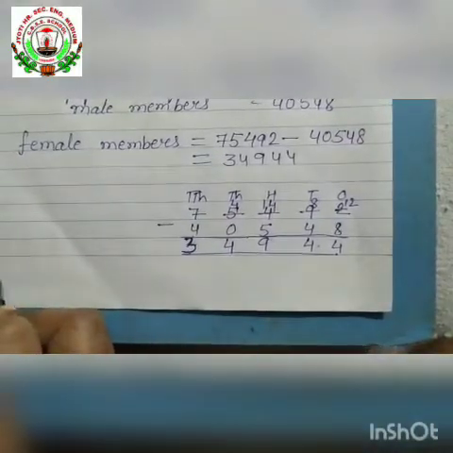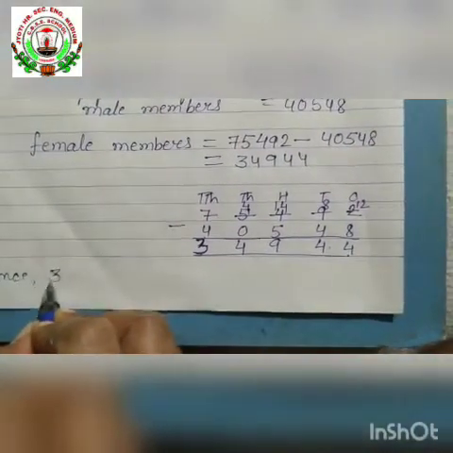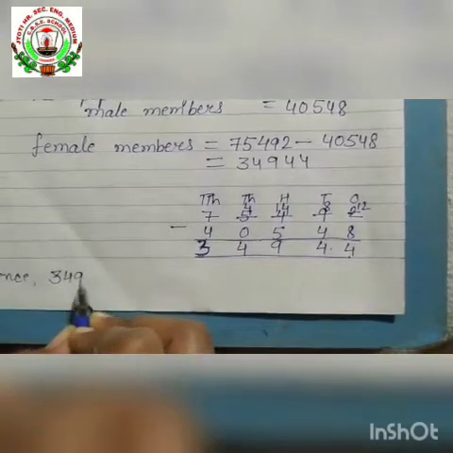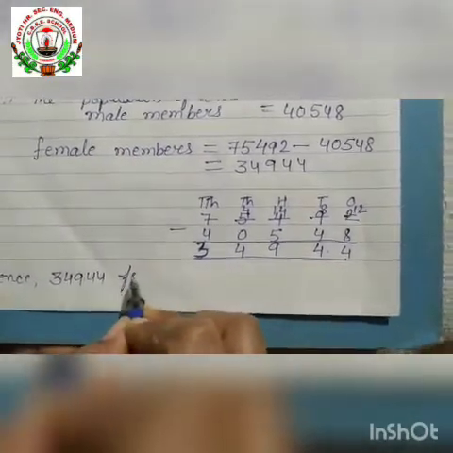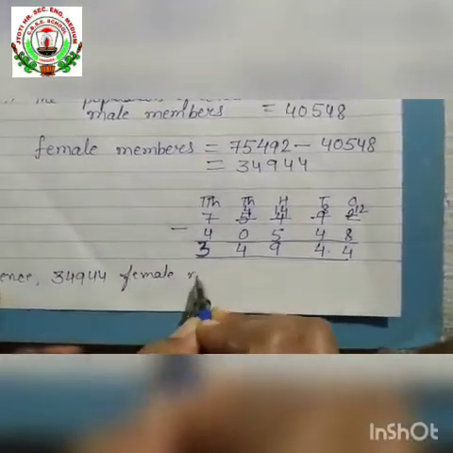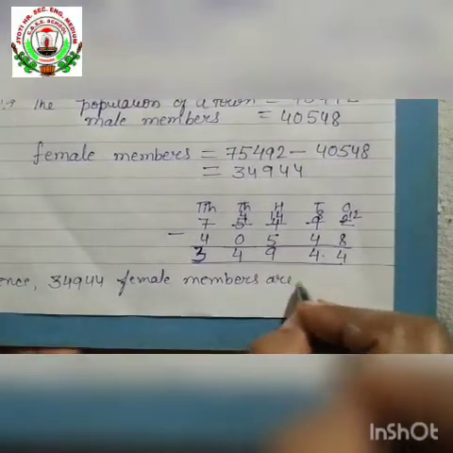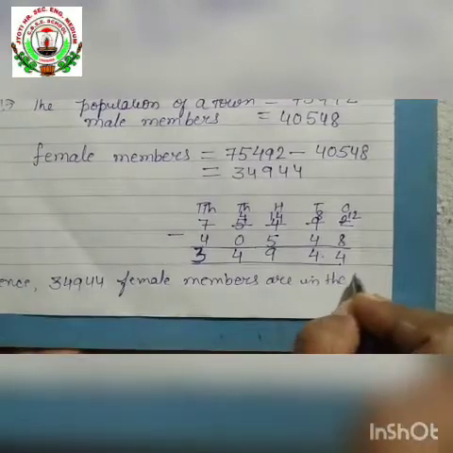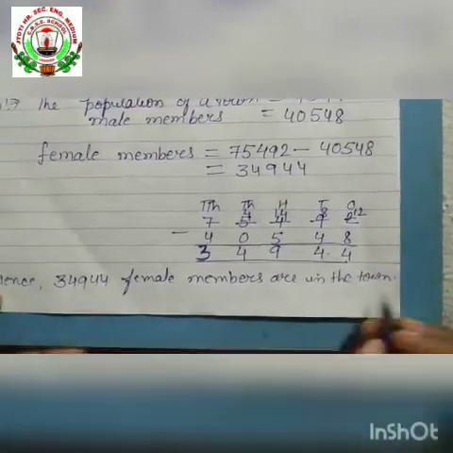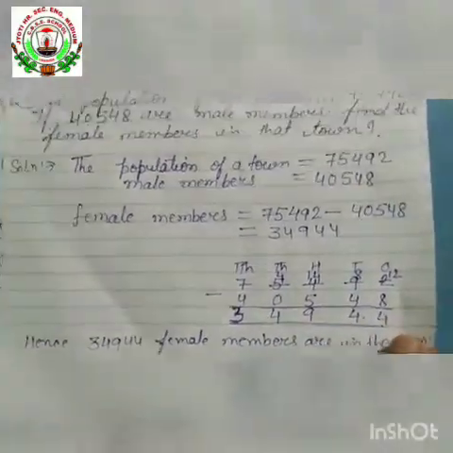Hence we will write the answer: 34,944 female members are in the town. So it is the answer to question 2.